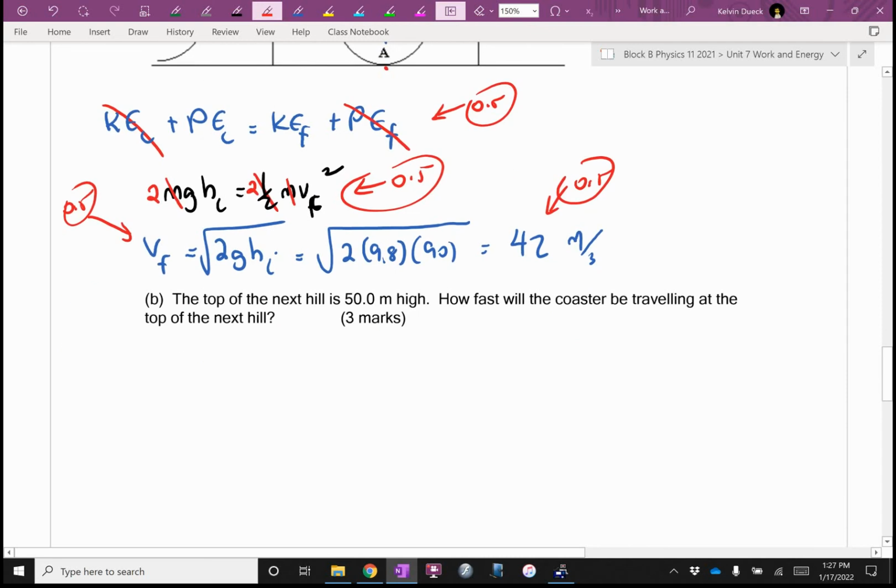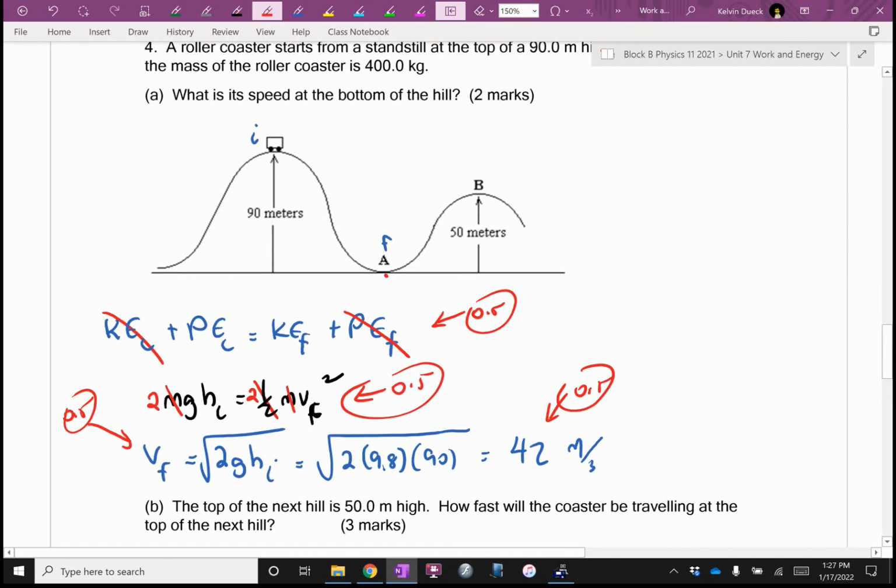The next hill is 50 meters high. How fast will the coaster be traveling at the top of the next hill? There's 2 ways to do this. One way is to let the ground be right there. The other way is to let the ground be the ground. Who used the first method? Who let the ground be? Okay, since most of you did, I'll do it that way. If you didn't, I'll show you later on how to do it the other way.